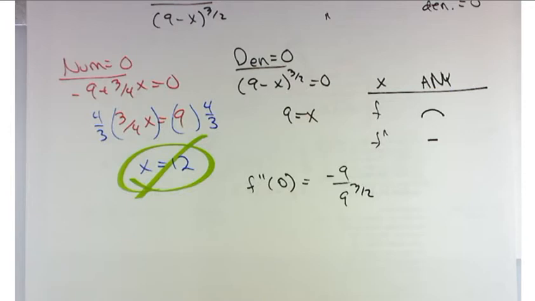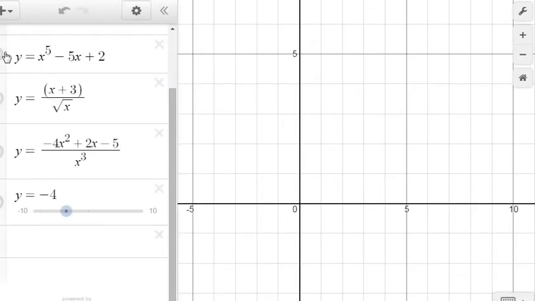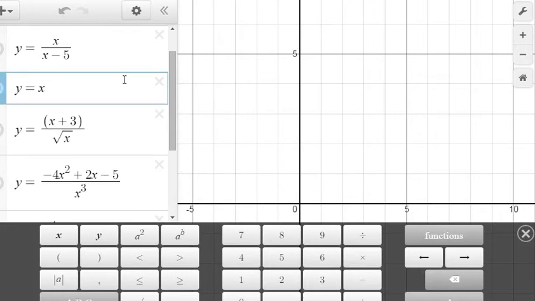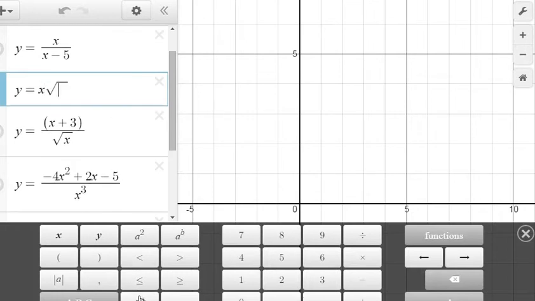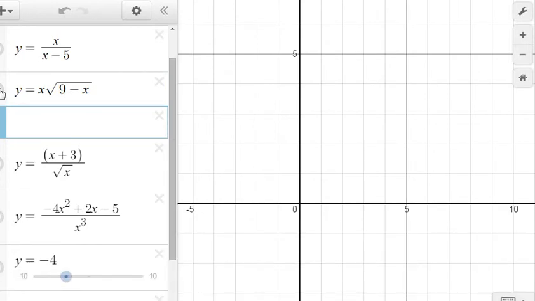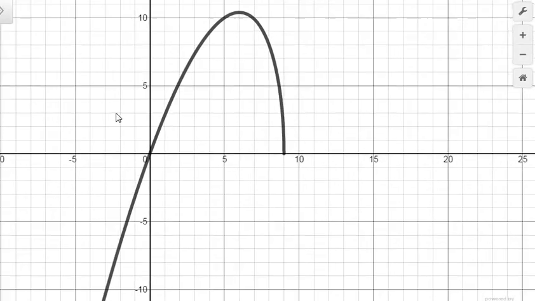Let's confirm that. Now, one thing that I strongly encourage you to do is make sure that the conclusions you get on paper match what you see from their graphs. So in this case, it's pretty easy. You can take out your graphing calculator. I'm going to do it here on Desmos. So we want y equals x times the square root of 9 minus x. And if we can get a graph here, that would be wonderful. That function looks so innocent. There you go.